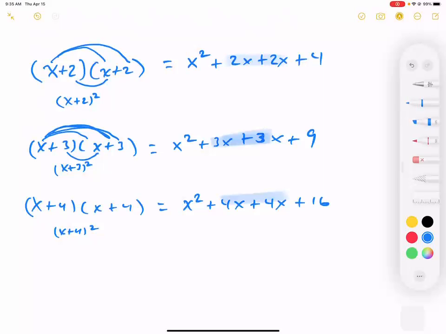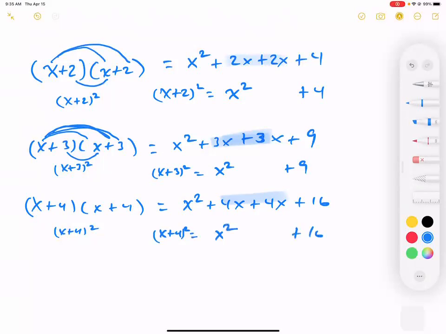Now, here is the pattern. You square the front. If I say x plus 2 squared, you square the front and you square the back. Okay? X plus 3 squared. You square the front and you square the back. X plus 4 squared. You square the front and you square the back. 4 times 4 is 16. But what's that middle term? We were always going to double the middle.